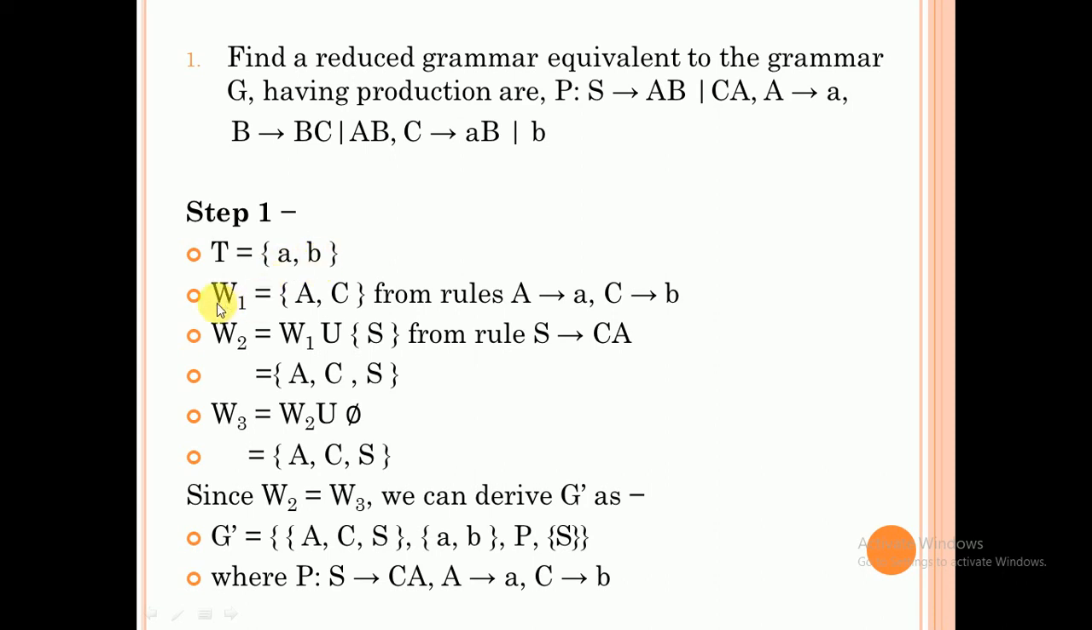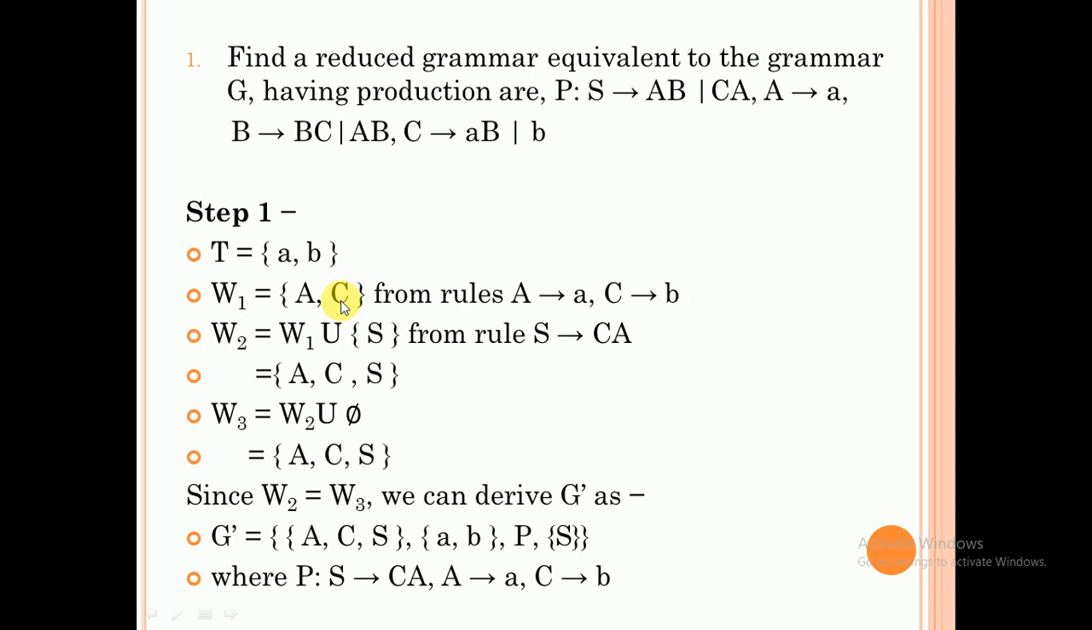Then the construction of W1. W1 will consist of all variables whose right side contains only terminal strings. So we have only two productions, that is A goes to small a and C goes to small b. That is why I have written capital A, capital C, because in W1 you just need to write only those variables whose right side contains terminal strings only.